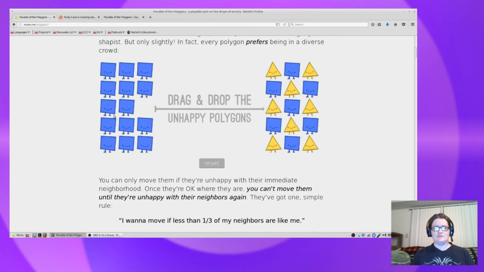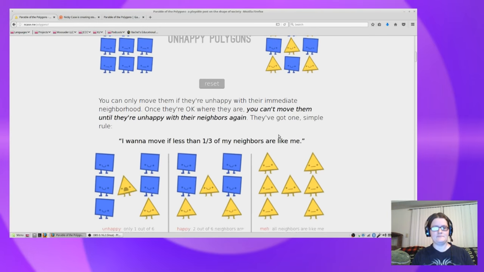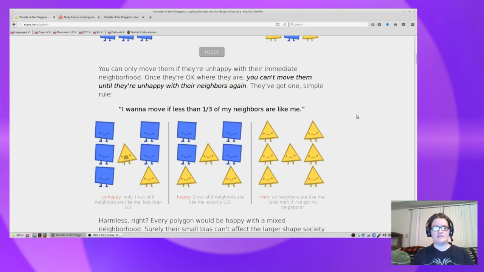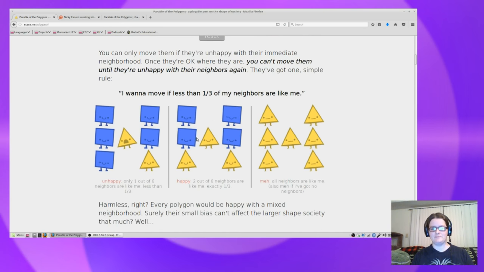Notice that the blue squares are all kind of meh, but these are all happy. You can only move them if they're unhappy with their immediate neighborhood. Once they're okay where they are, you can't move them until they're unhappy with their neighbors again. You've got one simple rule: I want to move if less than one-third of my neighbors are like me. So here, only one of my six neighbors is like me, less than one-third. Here, this one's happy. Two out of six neighbors are like me, exactly one-third.